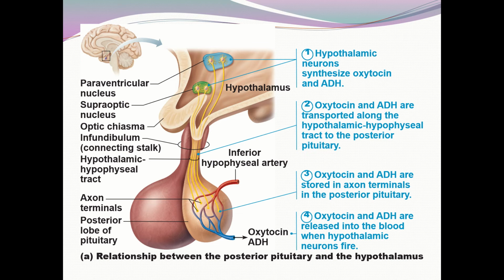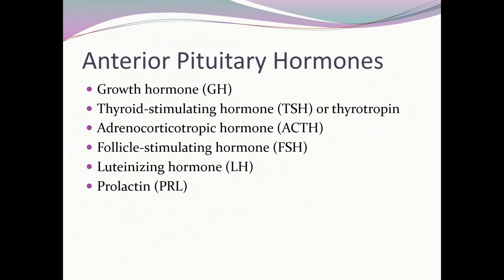Another cool thing about oxytocin is it stimulates bonding between mothers and children, fathers and children, between siblings, and members of your crew, if you would, your tribe, your people. And it even stimulates bonding between you and your pets. Now let's look at the anterior pituitary hormones. We've got growth hormone, thyroid stimulating hormone, adrenocorticotropic hormone, follicle stimulating hormone, luteinizing hormone, and prolactin.